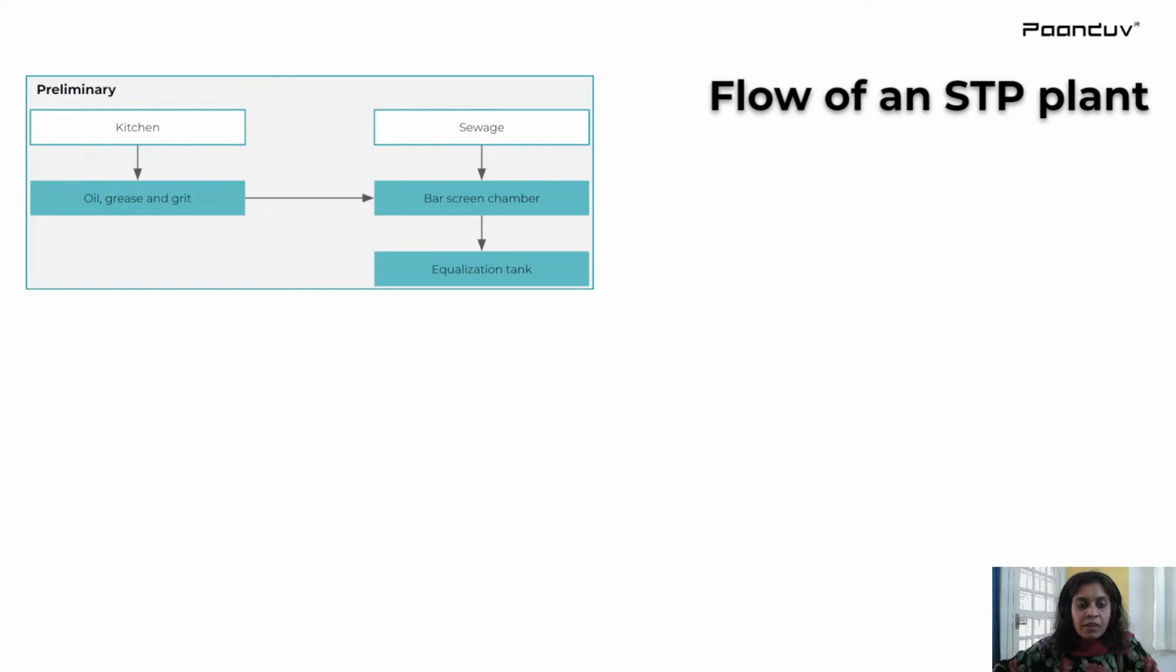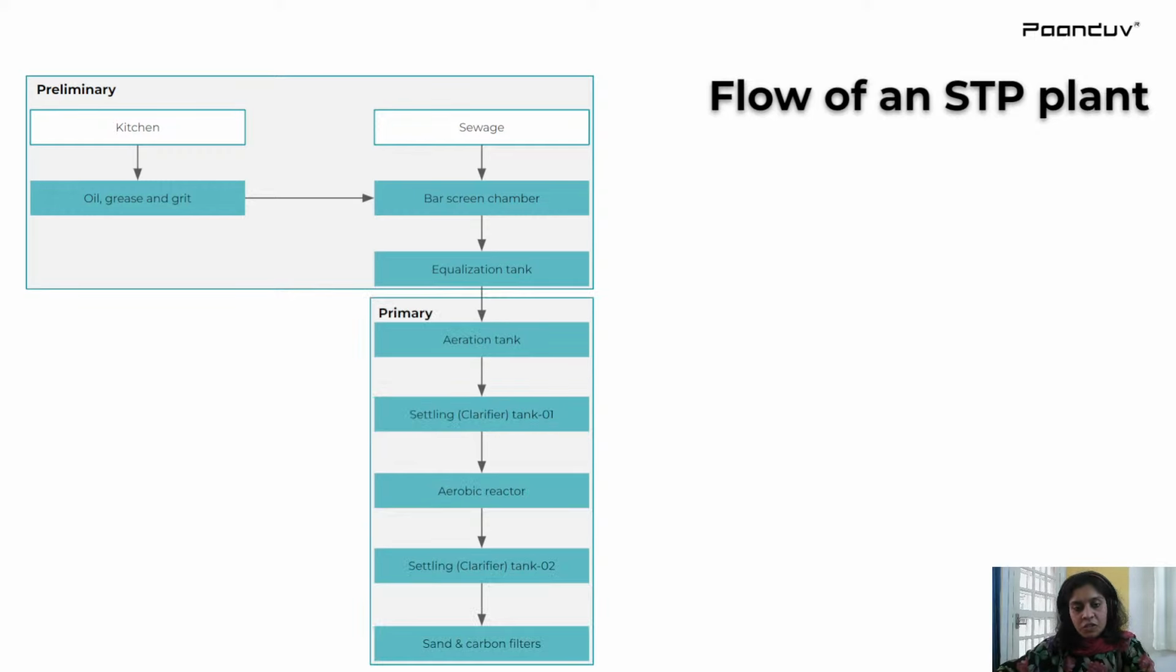So in both the cases, the water goes through first from the bar screen chamber. That means your macroscopic impurities will be removed from that. It goes to the equalization tank after that. Equalization tank acts as a buffer tank which holds a good volume of water in that tank, and then it starts sending out that water for further treatment. So now from equalization tank, it goes for the primary treatment.